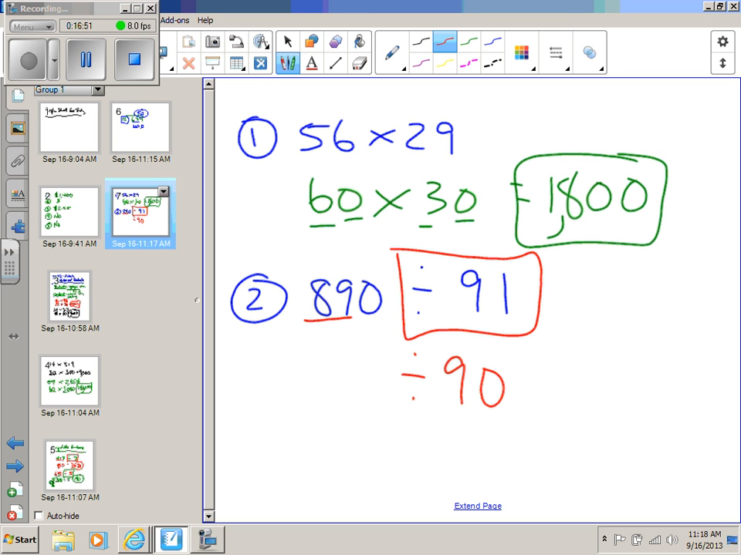And we're going to say, all right, what number closest to 89 is divisible by 90? Or you could say, what number closest to 89 is divisible by 9? It'll work the same way.